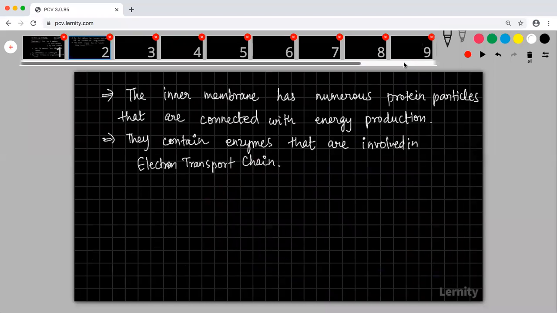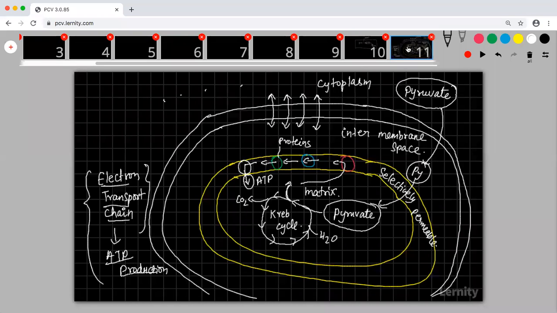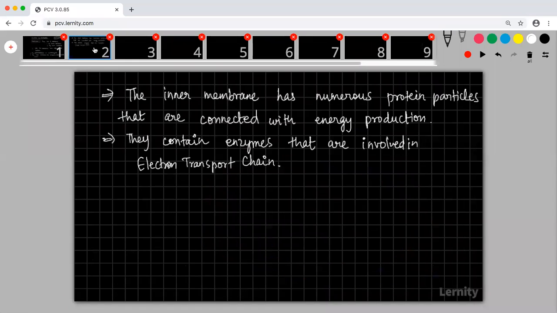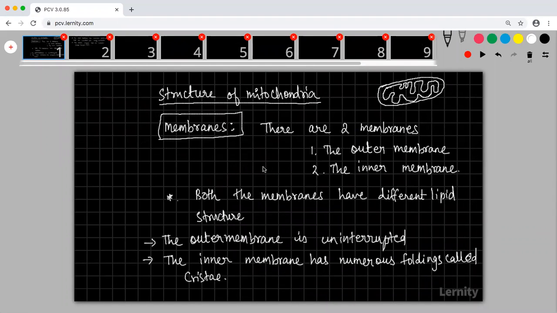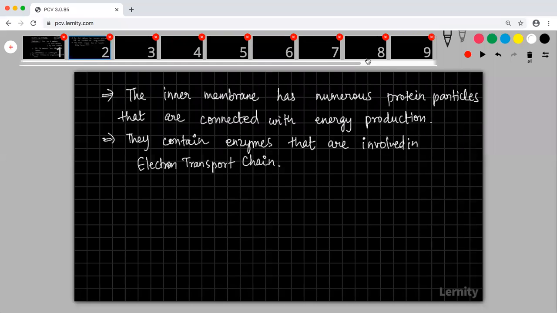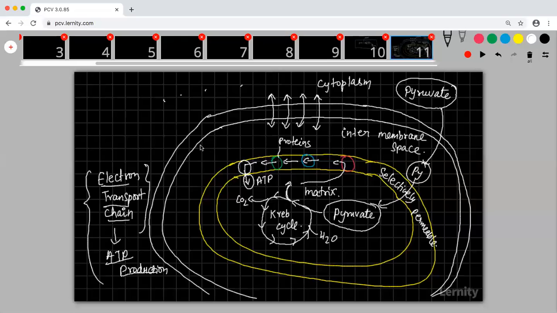Okay, what is the Krebs cycle? Krebs cycle and all, you'll study as a separate chapter. In the respiration chapter, you will study about the Krebs cycle and all. As of now, please understand that the perimitochondrial space and intermembrane space are the same. Okay, both are the same. This space is also called the perimitochondrial space.